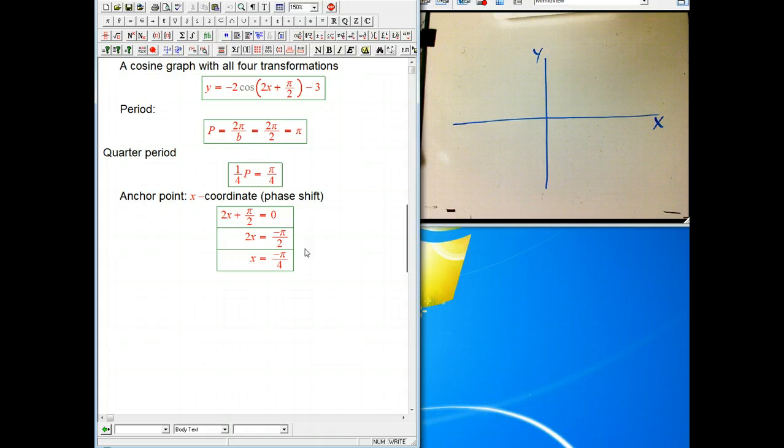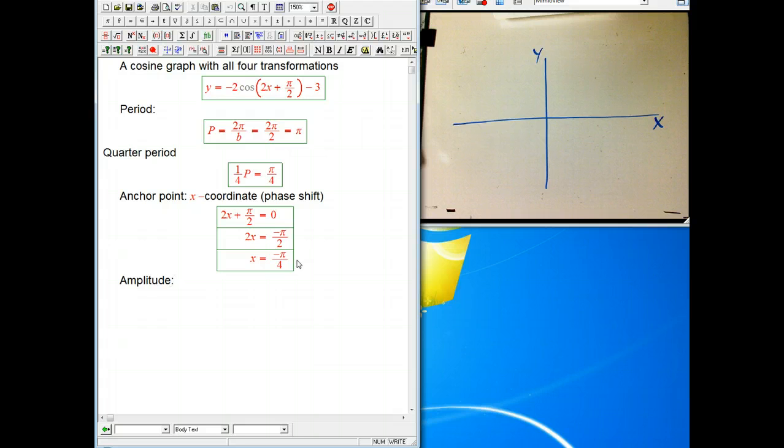Okay, so we've got our anchor point. That's the x-coordinate. The y-coordinate will come in a minute, but to keep it simple, let's see what else we need. The quarter period is going to be our steps. Our anchor point or phase shift is going to be where we start putting in x values. We really could go from here and just start plugging in, and we'd be good. But there are a few more things that we can read off easily.